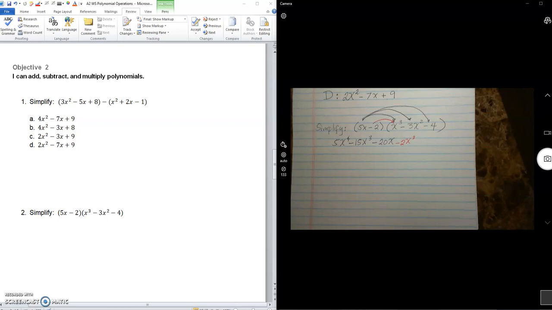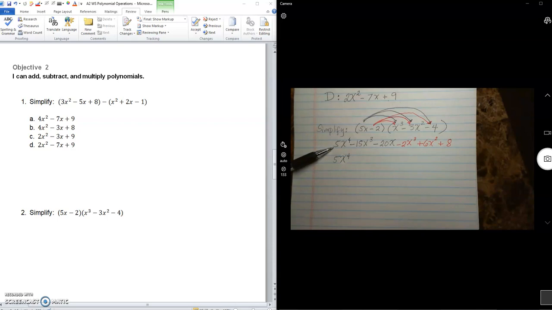And that will be negative 2x to the third, and that will be positive 6x squared. And that will be positive 8. And then now we're going to combine like terms. Copy this down because this is by itself. Negative 15x minus 2x cubed is going to be negative 17x cubed.